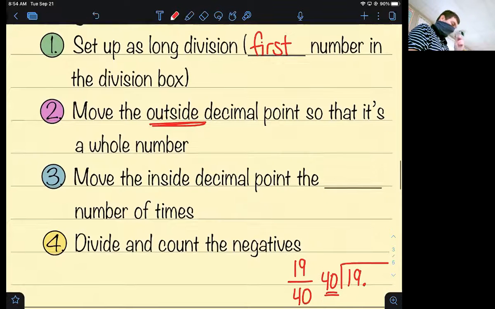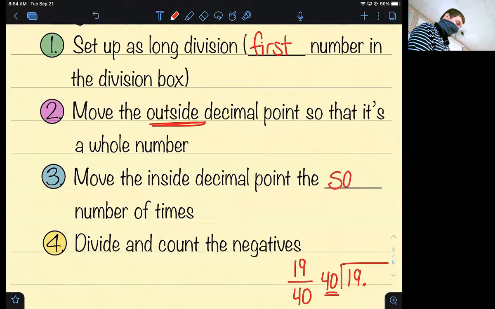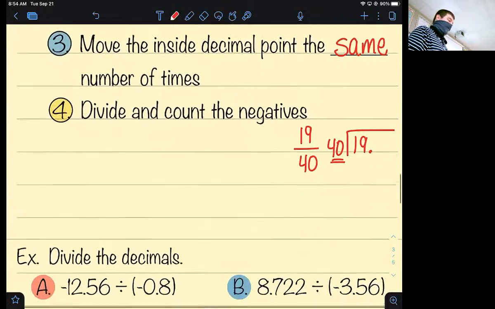Then, because I don't want to change the problem, that's legal to do as long as you move the inside decimal point the same number of times. You can't move the outside 1 spot and then move the inside decimal 2 spots. You can't do that. But you can move them both 1 or both 2. Then we're going to divide like normal and count our negatives.